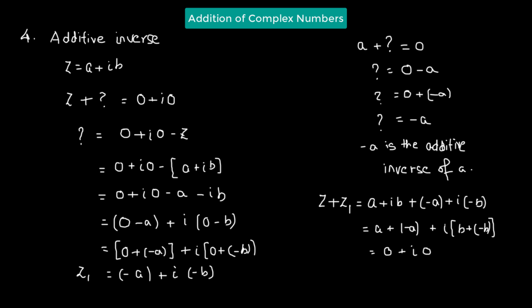Now let's talk about subtraction. This is very much similar to addition. So what I mean by that is, if I have two complex numbers z1 and z2, then subtraction means z1 minus z2, where we are subtracting the complex number z2 from z1. That is saying z1 is added to the additive inverse of z2. So it's very simple. Let's check it out.